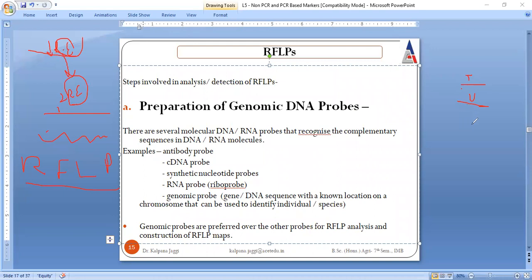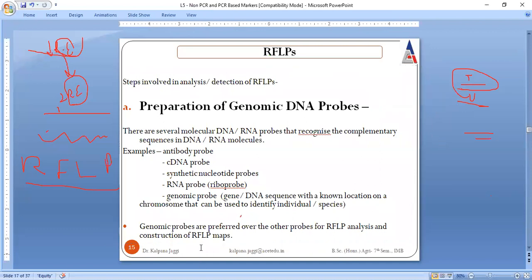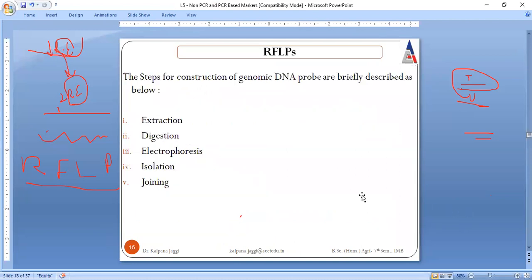These are used to recognize the complementary sequence, because if their sequences are known, wherever they hybridize, the other complementary sequence can be very easily recognized. These are preferred over other probes for the construction of RFLP maps.